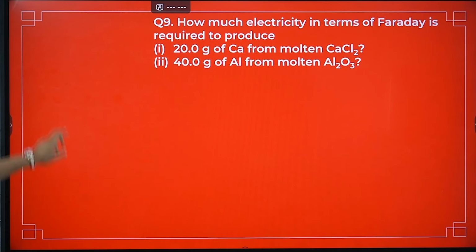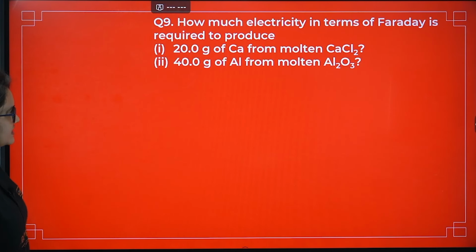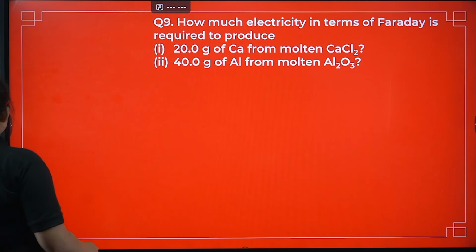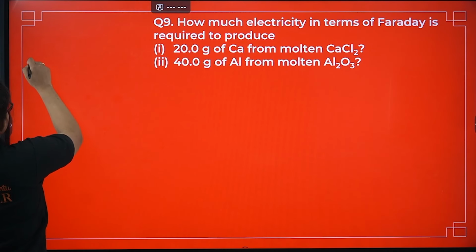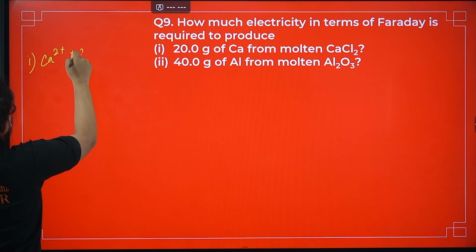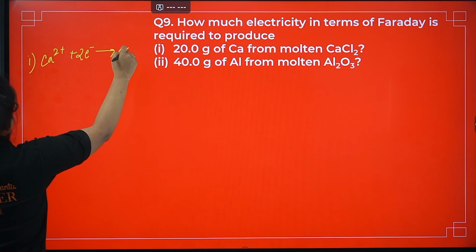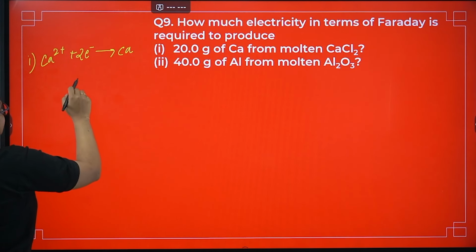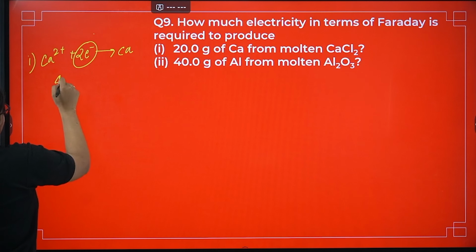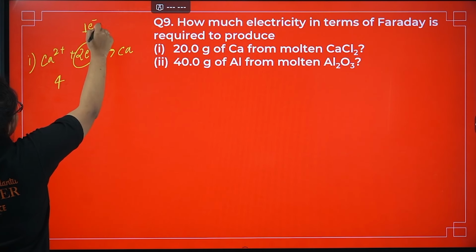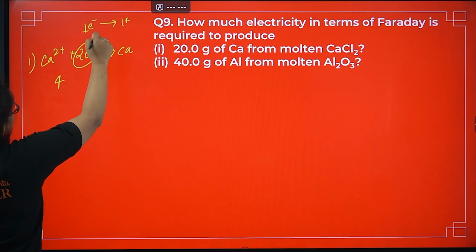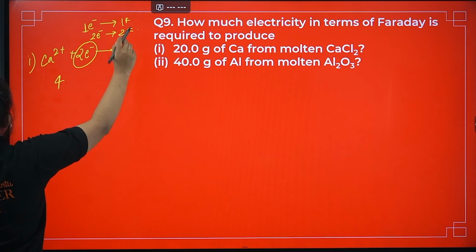Let's go ahead. How much electricity in terms of Faraday is required to produce 20.0 gram of calcium from molten calcium chloride? One by one, let's do it. For the first problem, let's write the equation first: Ca2+ plus 2 electrons will give you Ca. So you need 2 electrons. 1 electron charge is 1 Faraday, so 2 electrons means 2 Faraday.